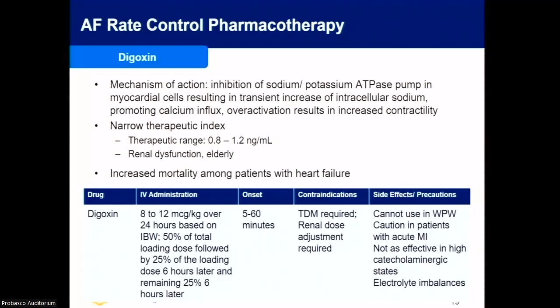And then you can't use it in patients that have Wolff-Parkinson-White syndrome, that have acute myocardial infarction. And we also have seen that it's not as effective in patients that have a high catecholaminergic state.